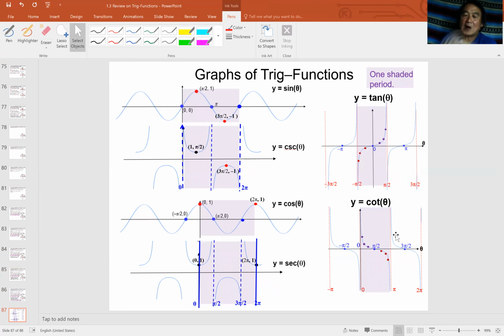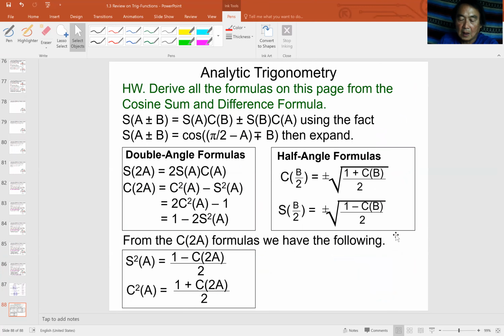Finally, these are the pictures for the trigonometric functions. These are the list of formulas we'll use throughout the class when we get into trigonometric functions.